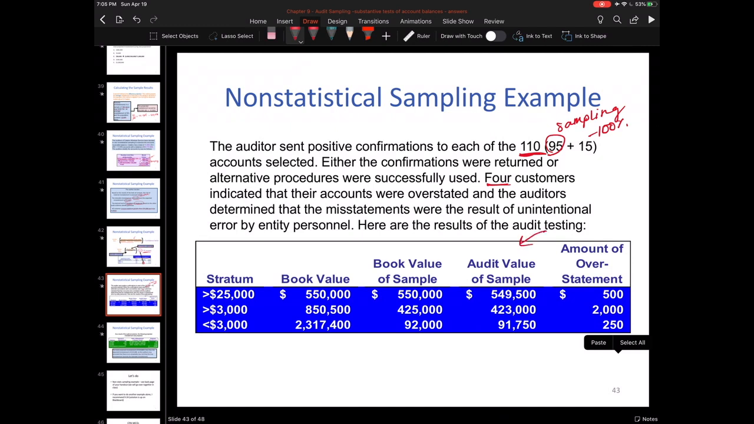Now, usually with non-statistical sampling, when the results are presented to you, rather than giving you individual misstatements at the account level, the way it does in MUS, it gives you misstatements by stratum or layer. So in this case, in the greater than 25K layer, my amount of overstatement was 500. My over 3K layer, my overstatement was 2,000. And my under 3K, it was just 250.